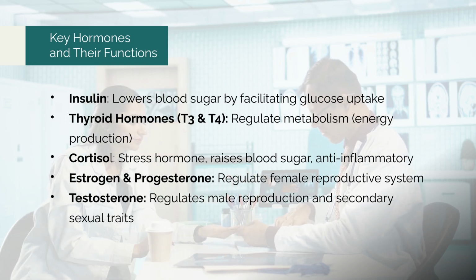Cortisol, released by the adrenal glands, cortisol helps the body respond to stress. It increases blood sugar levels, enhances metabolism, and has anti-inflammatory effects. Estrogen and progesterone. These hormones regulate the female reproductive system, influencing the menstrual cycle, pregnancy, and secondary sexual characteristics. Testosterone, produced by the testes, testosterone is responsible for male sexual characteristics, such as muscle mass, voice deepening, and sperm production.